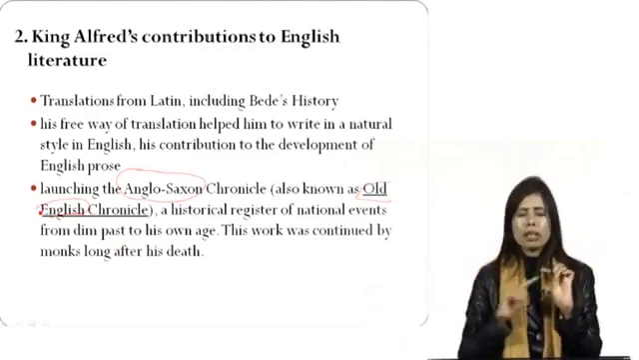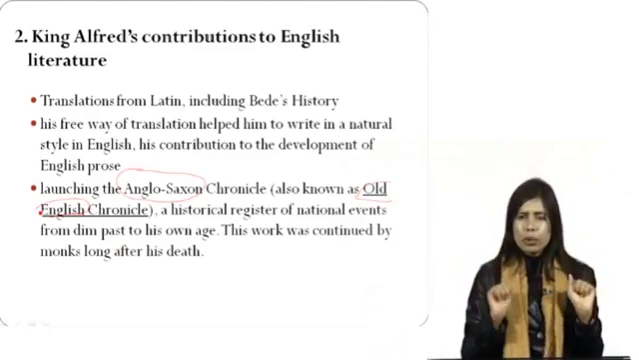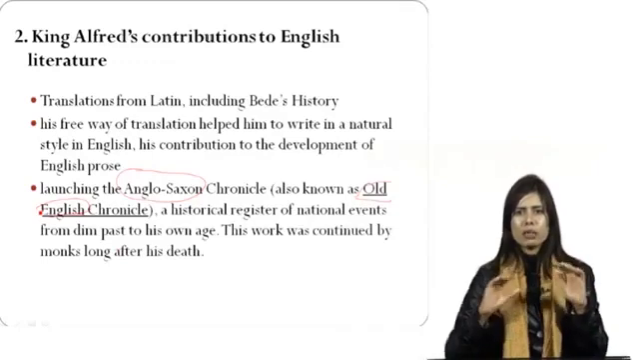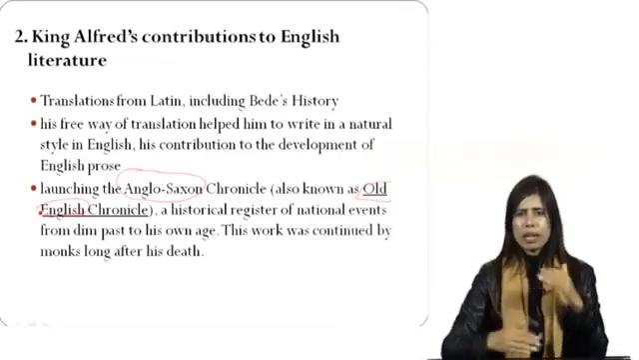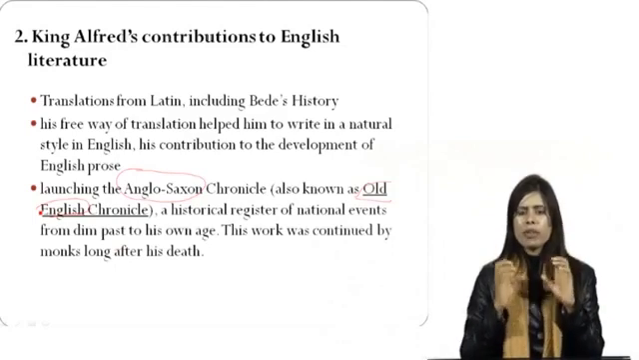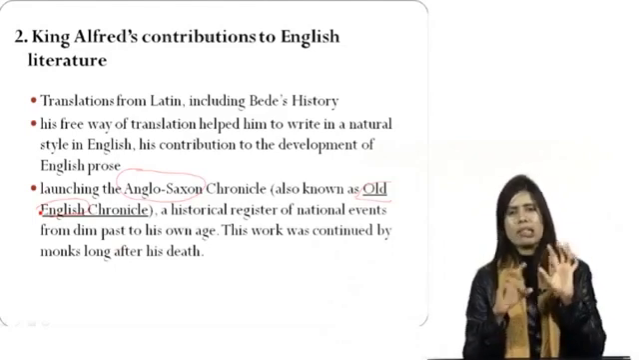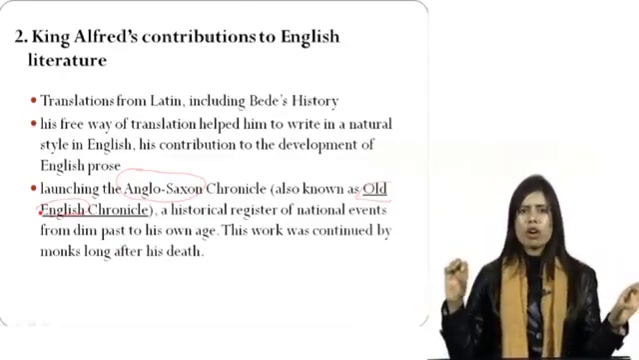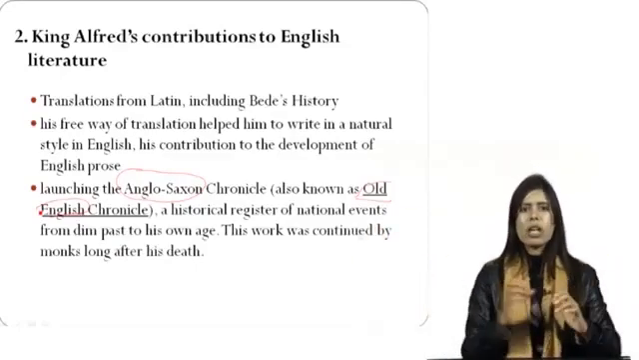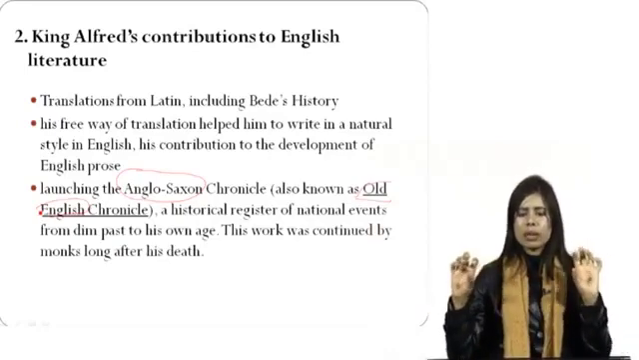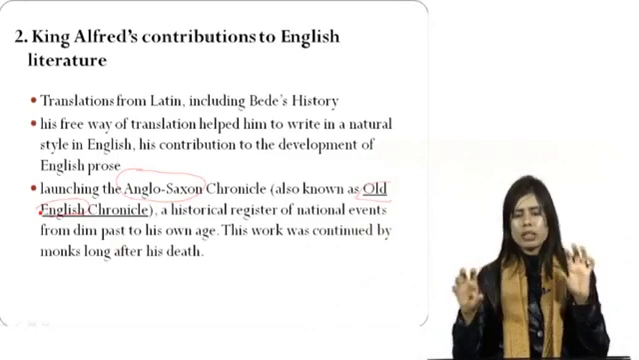So basically Chronicle, what is Chronicle? Do you know what we mean by chronicles? Okay, if not, then I'll tell you. Chronicle is basically the year by year or the month by month detail of something. So here you can see that this is relevant to history as well. So he made a historical register of all the national events from dim past to his own age. That is why this is known as the Anglo-Saxon Chronicle.